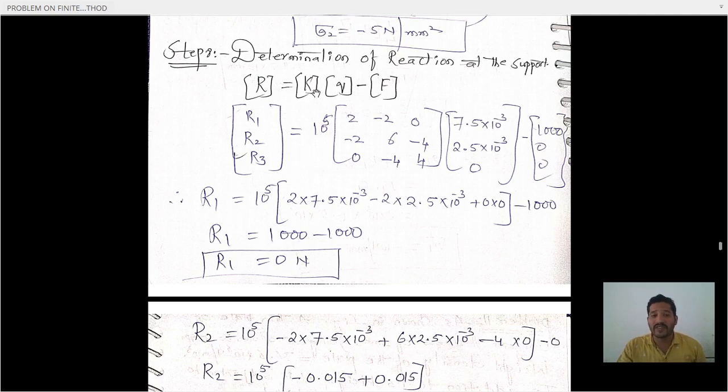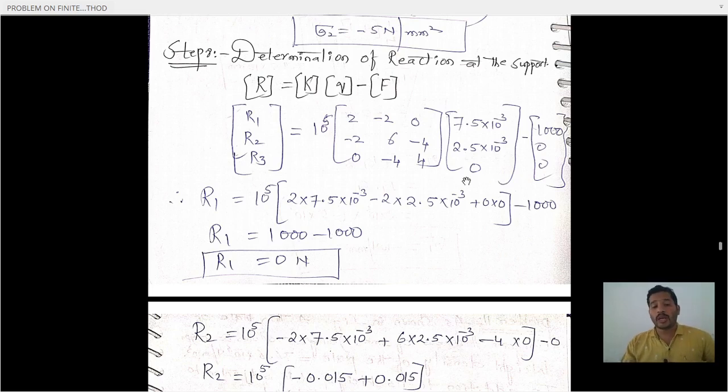the global stiffness matrix. Already we found 10 power of 5, 2 minus 2, 0, minus 2, 6, minus 4, 0, minus 4 and 4. Then Q is the nodal displacement. How much will it be? 7.5 into 10 power of minus 3, 2.5 into 10 power of minus 3 and 0. So this represents Q1, Q2, Q3, because Q3 is the fixed end, it becomes 0. Minus F, nothing but F1, F2, F3. The force acting at point 1 is 1000. The force is not acting at point 2, it becomes 0. The force is not acting at point 3, it also becomes 0.